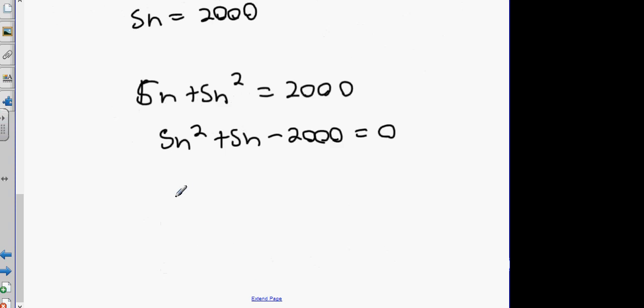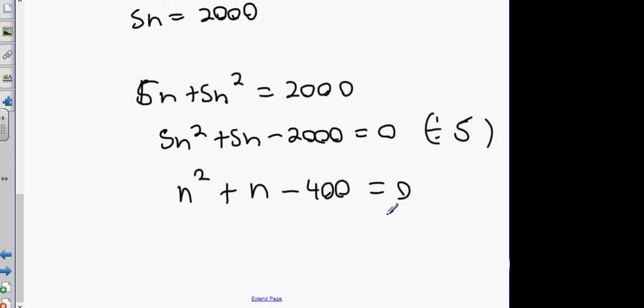So we're going to end up with n squared plus n minus 400, divided by 5 on both sides. Now, I might just go with the minus b formula here. Where did you get the n squared? N squared plus n, I divided 5n plus 5n squared by 5. I just switched them around, and then in the next line I divided everything by 5. I divided by 5 because everything here was divisible by 5.